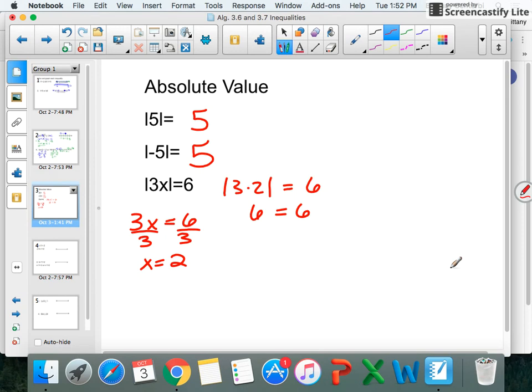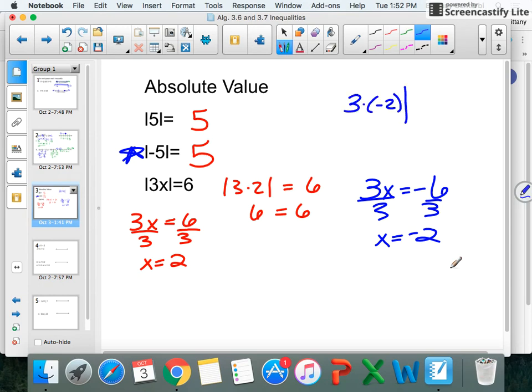However, we can also do that with it being negative, because remember our example right here, if you have a negative answer, the absolute value is still positive. So 3x equals negative 6, and we would get x equals negative 2. So we have two answers here, because if we make 3 times negative 2 inside the absolute value, then you get the absolute value of negative 6, which we know is going to be 6. So you still get the same answer.